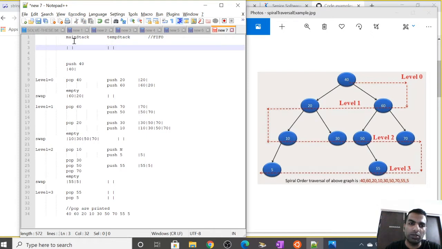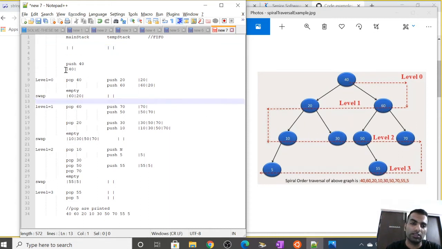So main stack will be used for traversing the level. That is, whenever we are at level 0, then main stack will be used for traversing 40. Then at level 1 it will be used for traversing 60 and 20, while temporary stack is used for storing the children at the level. So if I am at level 0, temporary stack will store 20 and 60. If I am at level 1, then temporary stack will store 70, 50, 30 and 10, and so on. And when we go between the levels, we will swap the stacks. That is, the main stack will be swapped with the temporary stack, and so on.